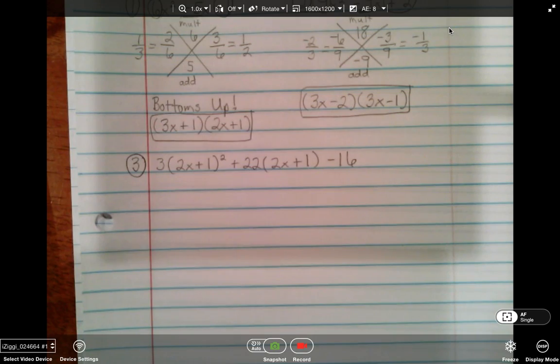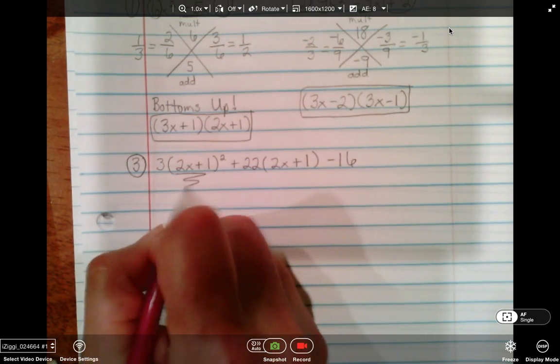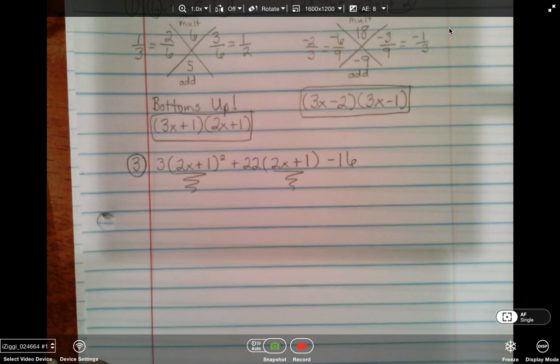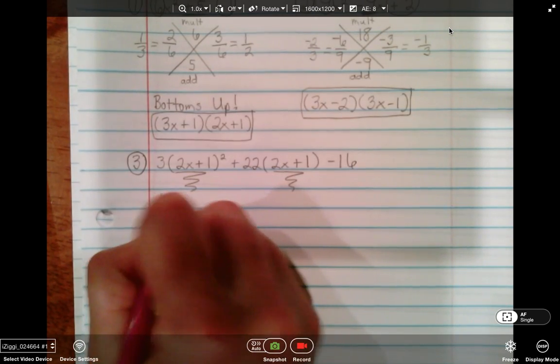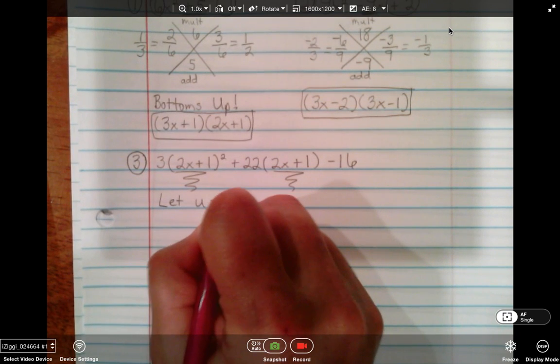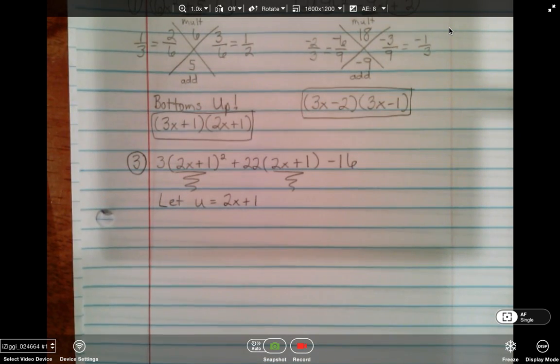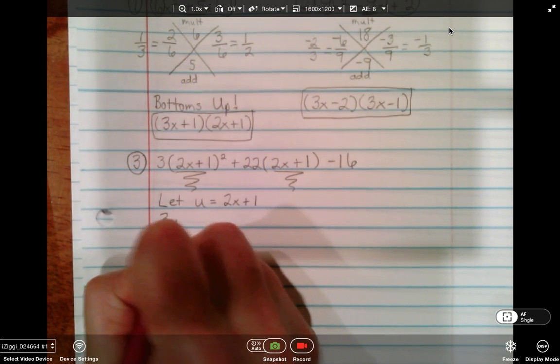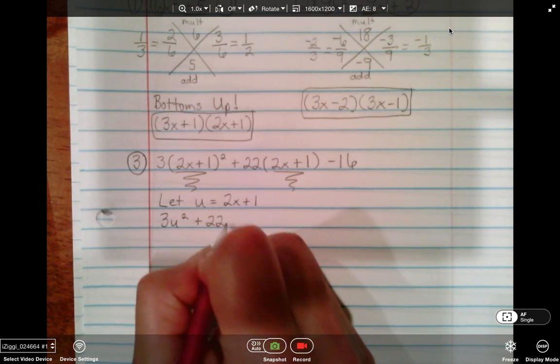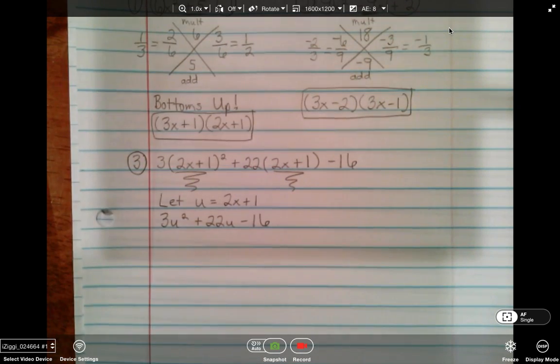Yikes. What do we do? That looks really weird, doesn't it? But we can use substitution to make this a simpler problem. Let's let u equal 2x plus 1. I'm letting u equal the argument, or what is inside the parentheses. So this becomes 3u squared plus 22u minus 16. Oh, now I know what to do there.